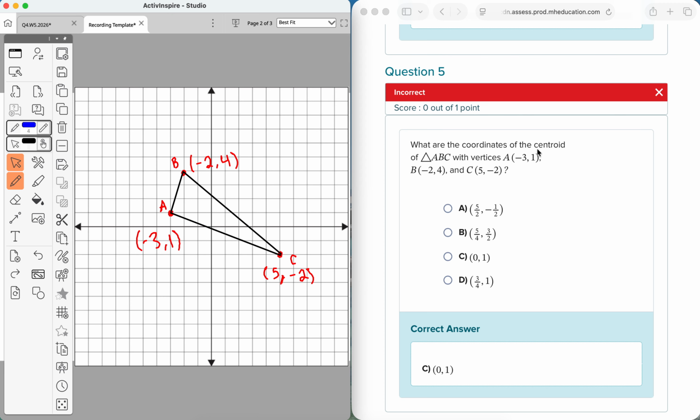So first we need to know what the centroid is. Centroid is where the medians meet, and medians are lines that go from a vertex to the opposite side's midpoint. So I need to find all the midpoints of each of these sides first to make these lines.